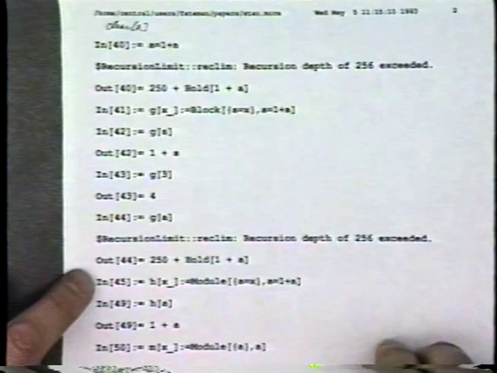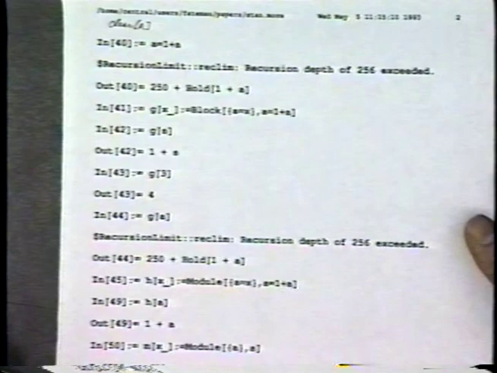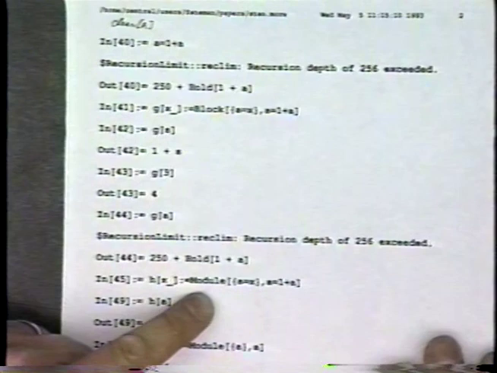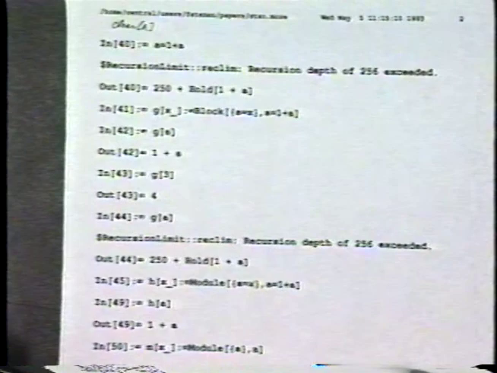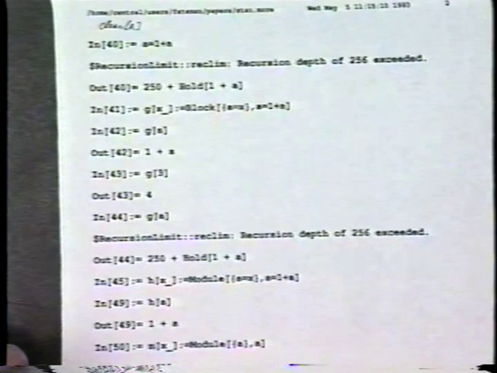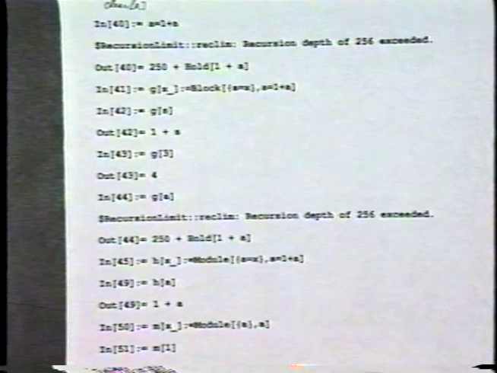You say, oh, let's fix this. The error is in using Block instead of Module. Let's just use Module. We're told, and this is an innovation in version 2, that this problem that comes from some computer scientists pointing out that scope is handled wrong in Mathematica, can be fixed by using Module. So we do the same thing with H. H is the same as G, except Block and Module have been interchanged. H of A is, in fact, 1 plus A. And in fact, H of S is 1 plus S, and so forth.